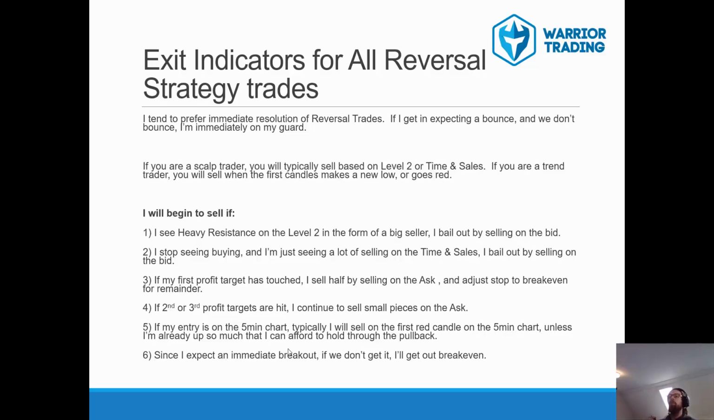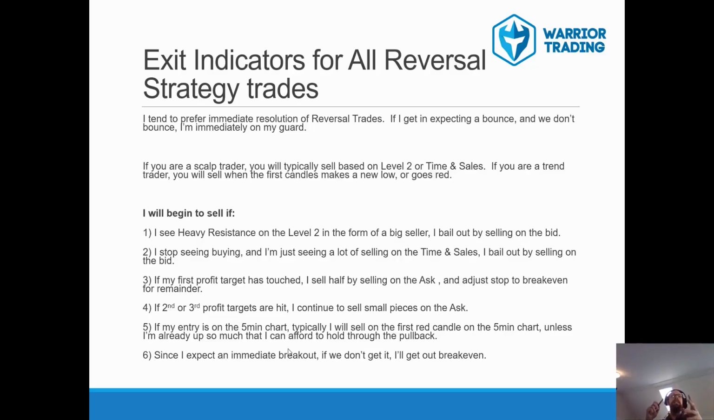If you're trying to do more of one of the trend trades on the 5-minute chart, where you think this is a bounce off daily support and this could go up for the rest of the day, then you're going to be basing your stop on more of the low of the last 5-minute candle and not as much on what you see on level 2. But for me, I'll begin to sell if I see heavy resistance on level 2 in the form of a really big seller. That's if I'm long. If I'm short and we see a really big buyer, that is something I want to get out of the way for. So big buyers or sellers on the level 2 will continue to be a concern.